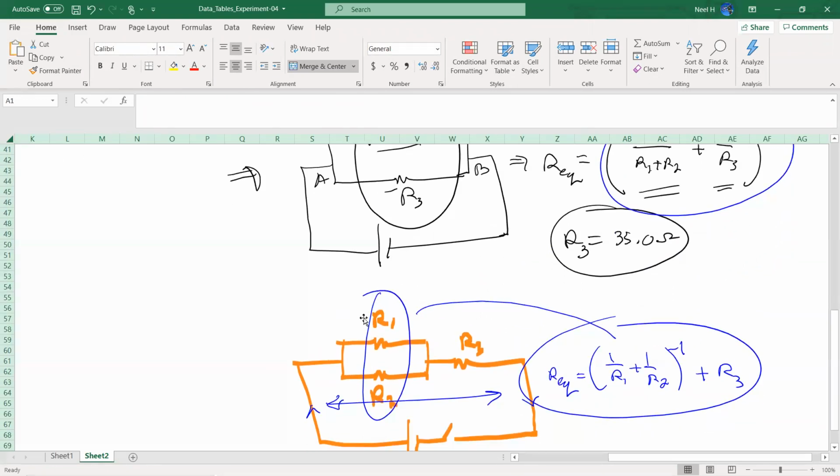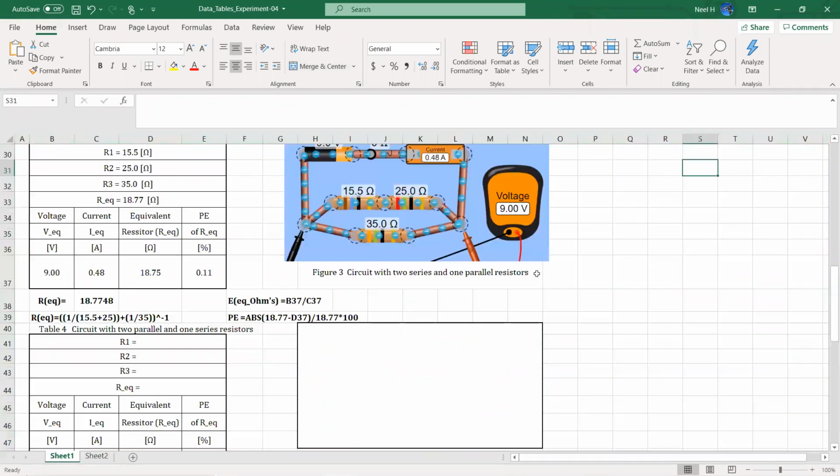So again, the same thing. Let's calculate the expected value from this formula. Then we'll measure the voltage across these two endpoints. That's 9 volts. We'll figure out the current by using the ammeter. Then we'll figure out the equivalent resistance by using Ohm's law. That's the plan. Any question? Good. No questions? Okay, then let's continue.